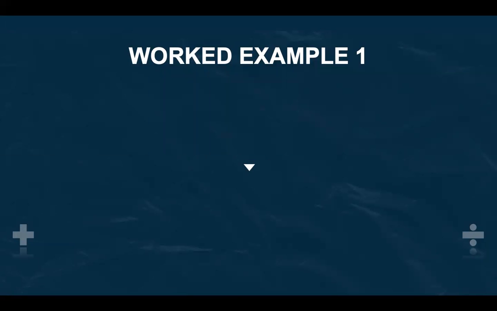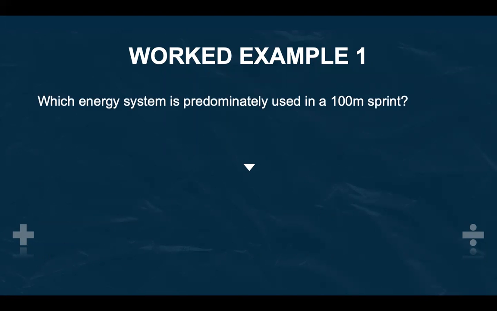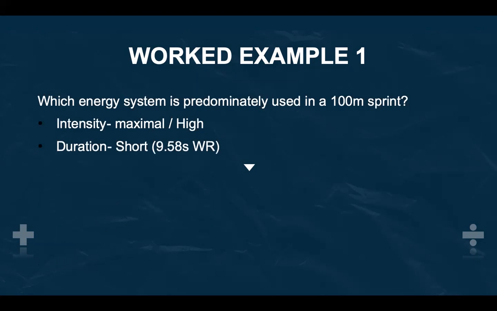So we're just going to go through some worked examples and questions. Which energy system is predominantly used in a 100-meter sprint? First we think of the intensity. It's high intensity, it's maximal. You want to finish this sprint as fast as you can, therefore it's high intensity. The duration is very short. Usain Bolt has a world record at 9.58 seconds, so under 10 seconds. Therefore, the ATP-PC system is the predominant energy system during this race.